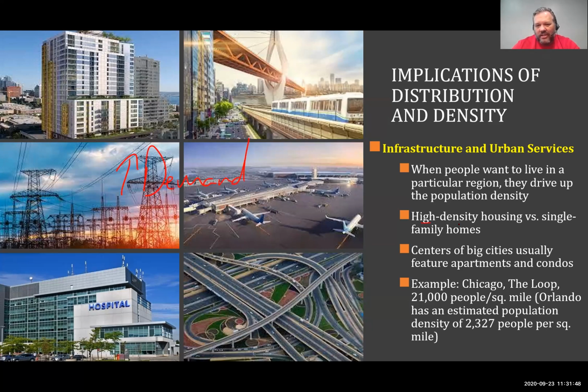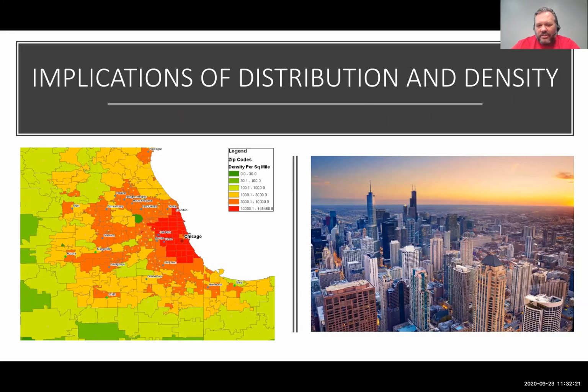All right, so here we have high density housing versus single family homes. Let's see. Take a look at this one in Chicago. Here's just a quick example. They have a section of Chicago called the Loop, where they have a population density of 21,000 people per square mile. This says Orlando has an estimated population density of 2,300. To give you a better perspective, in Tucson, we're at about 2,200 people per square mile. And so this area of the Loop of Chicago is bigger than us by almost a factor of 10.